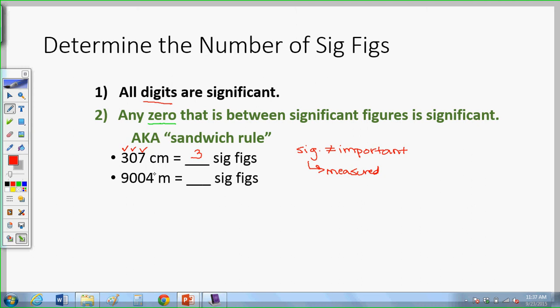So I'm going to go to my next measurement, 9,004 meters. I'm going to start with rule number 1, and put a check mark above all digits, so that would be the 9 and the 4. Next, I'm going to put a check mark above all zeros that are in a sandwich.